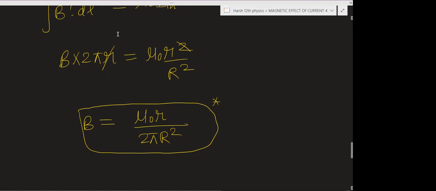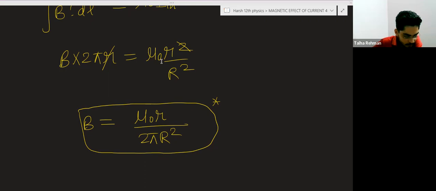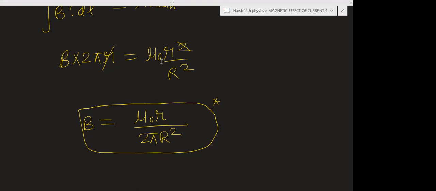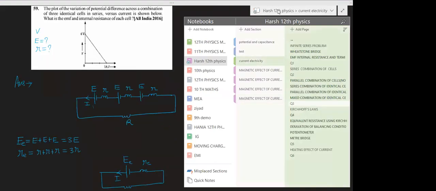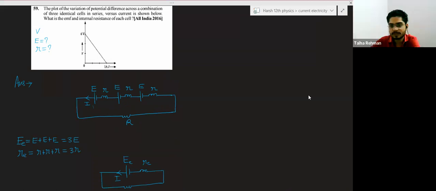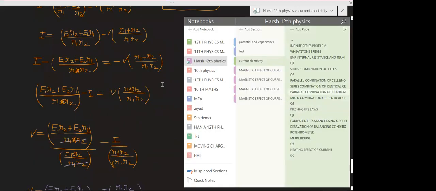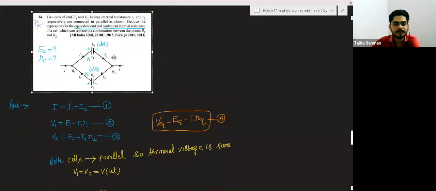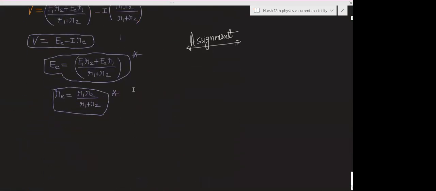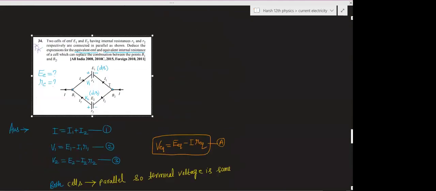Then there is the question: state two factors on which internal resistance depends. No, there is one more question before that. Derive the expression for two cells with EMF E1 and E2. This question I have given in the assignment here in current electricity, in the parallel combination. It will be V is equal to E plus I r. Yes, we have solved this same question here also.